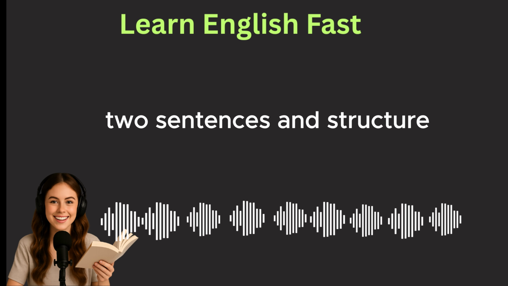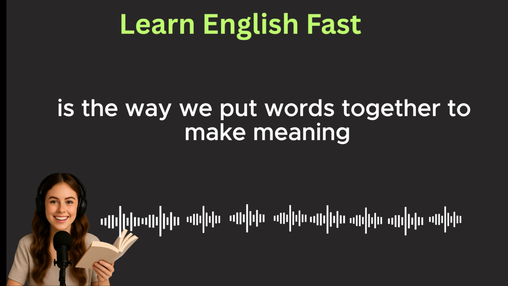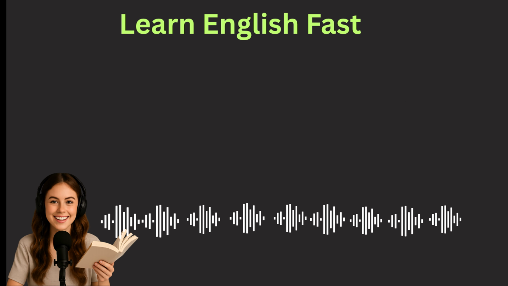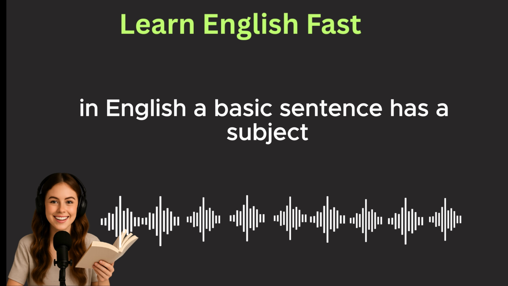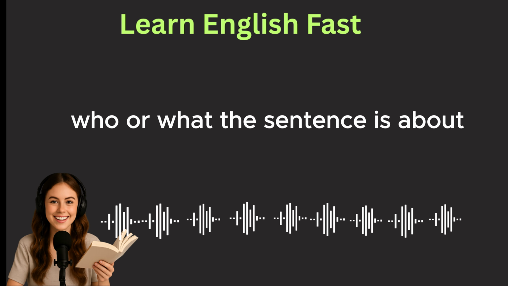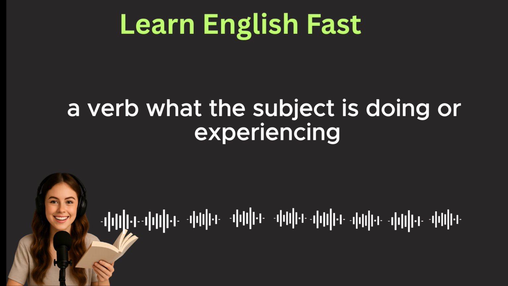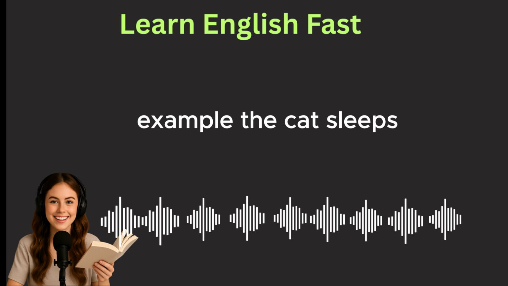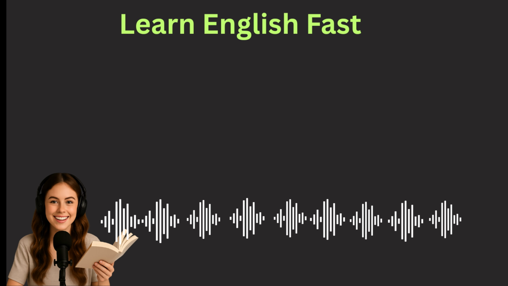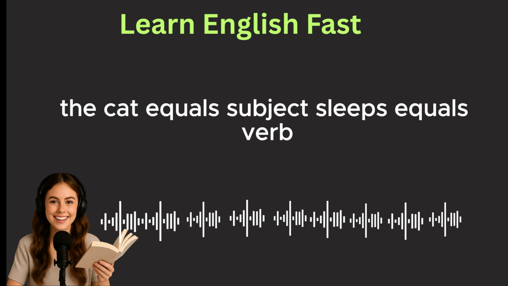2. Sentences and structure. A sentence is the way we put words together to make meaning. In English, a basic sentence has a subject, who or what the sentence is about, and a verb, what the subject is doing or experiencing. Example, the cat sleeps. The cat equals subject, sleeps equals verb.